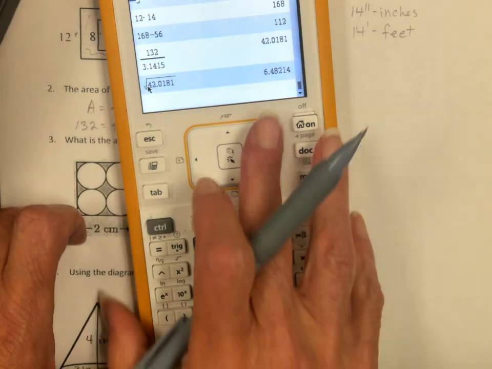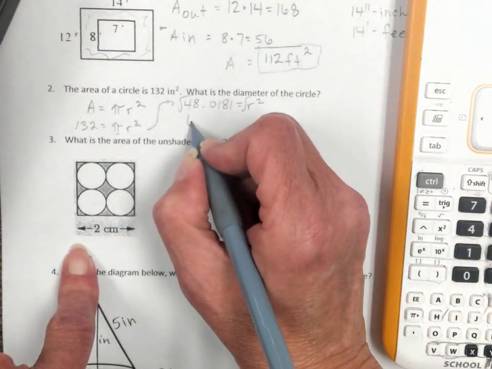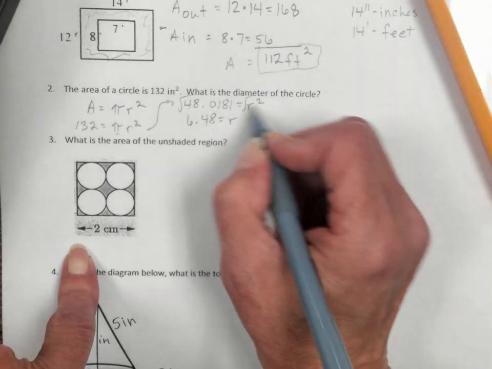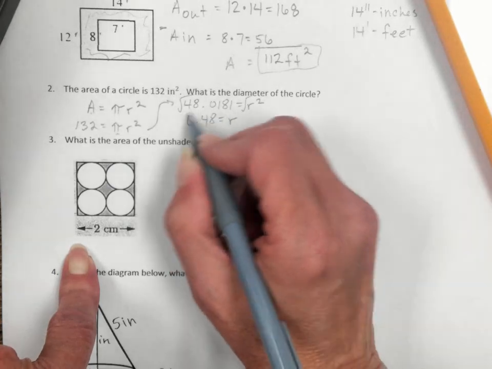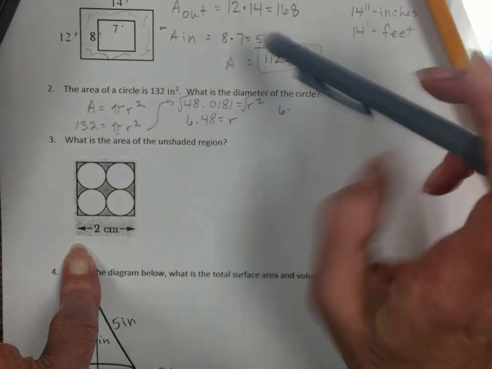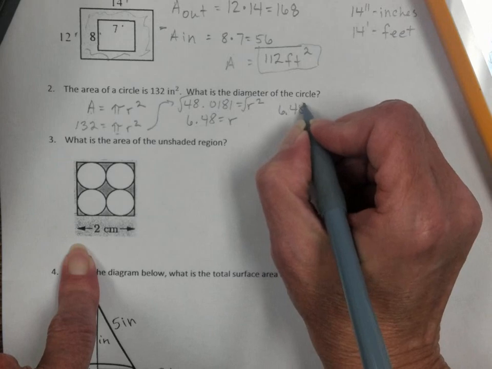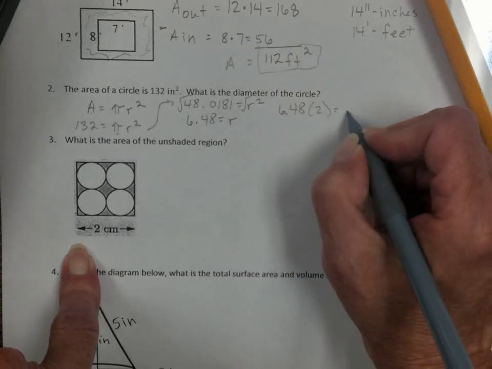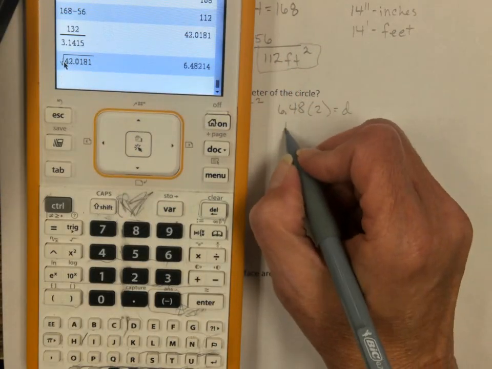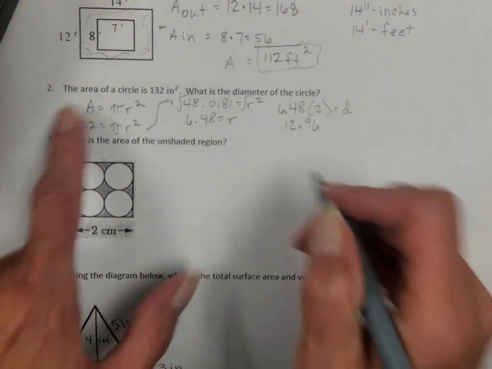And so when I do that, square root 42.0181, I get a final answer of 6.48. And I'm going to round it to 2 decimal places. That's my single r. But I'm looking for diameter. So I need to multiply this by 2. So 6.48 times 2 is going to give me my diameter. And that should give me 12.96. What is my unit of measure?